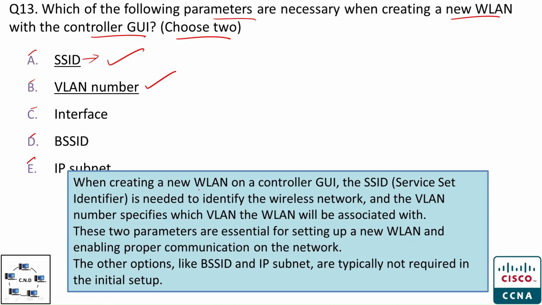So when creating a new wireless LAN on a controller GUI, the SSID, that is service set identifier, is needed to identify the wireless network, and the VLAN number specifies which VLAN the wireless LAN will be associated with. These two parameters are essential for setting up a new wireless LAN and enabling proper communication on the network. The other options like BSSID and IP subnet are typically not required in the initial setup.